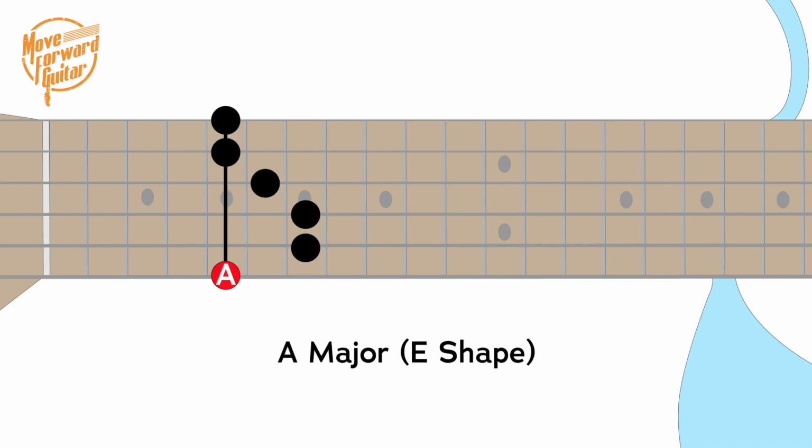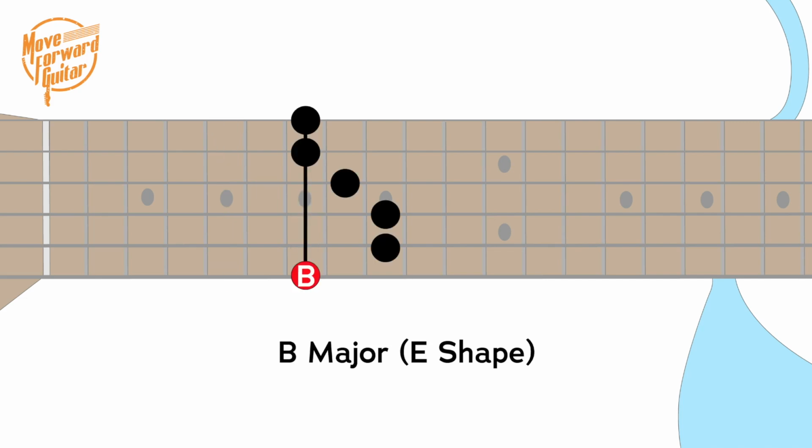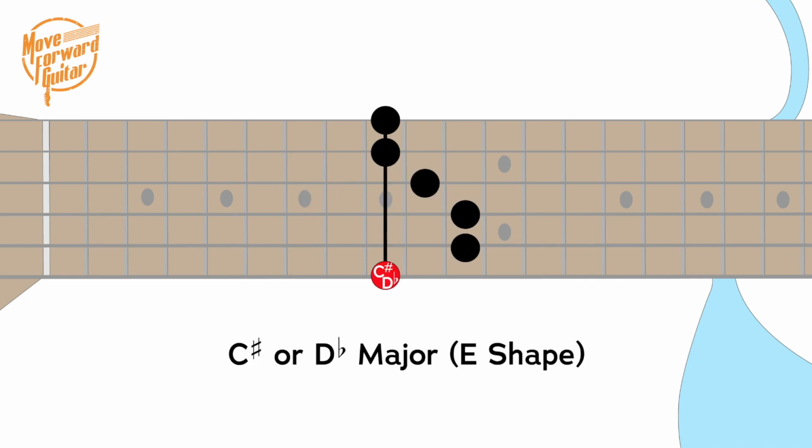If I played it right here, that lowest note is an A. So that's an A major chord in the E shape. Move it up again, that's a B major chord in the E shape. Again, that's a C sharp or a D flat major chord in the E shape.